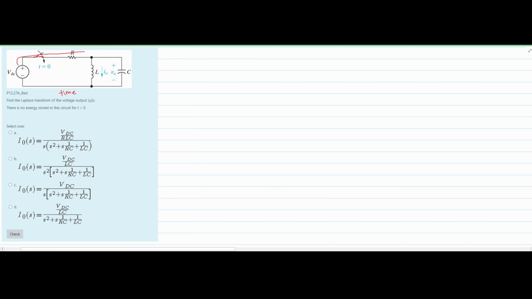flowing through here, like this. We have some current flowing through here, and current flowing through here. We're going to be analyzing the current flowing through here because this is our I naught. So that's just super important to know. That's what we are doing.